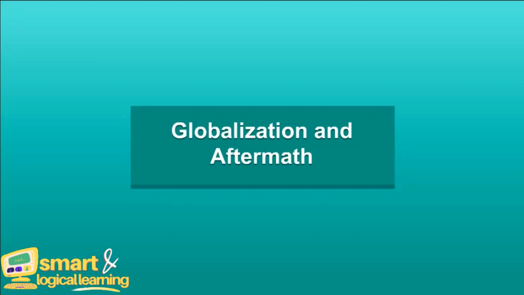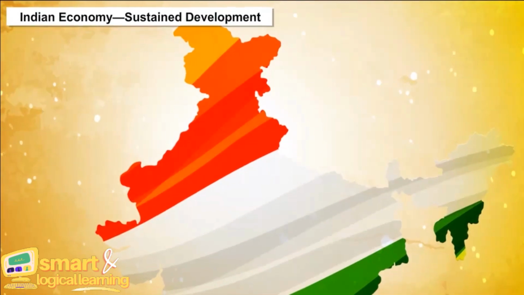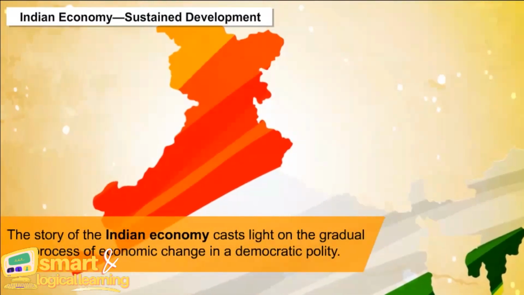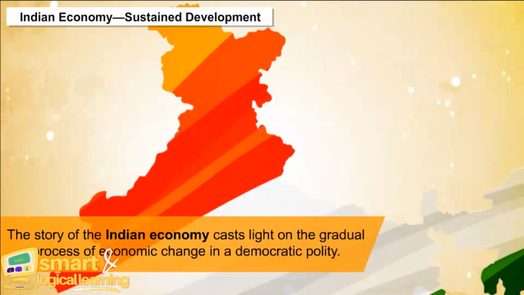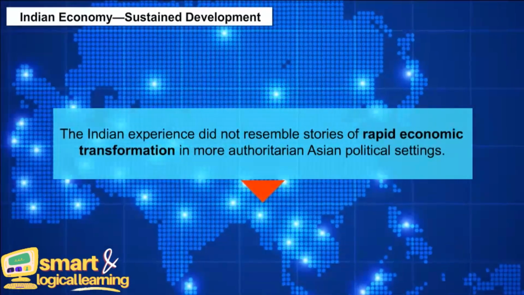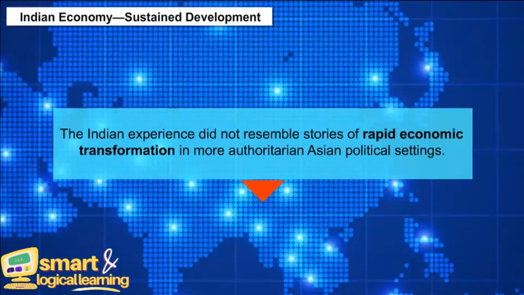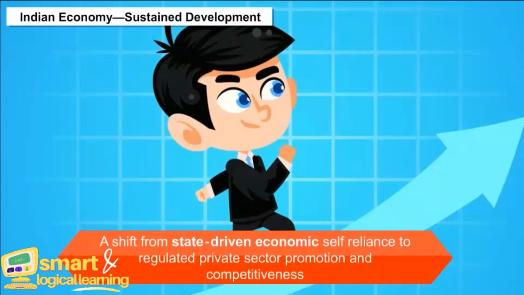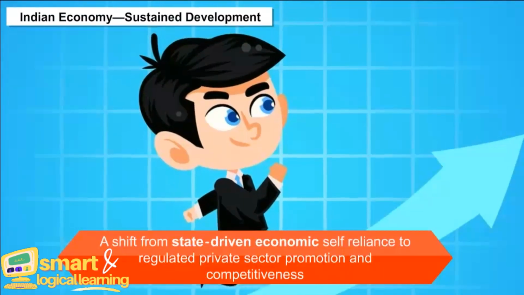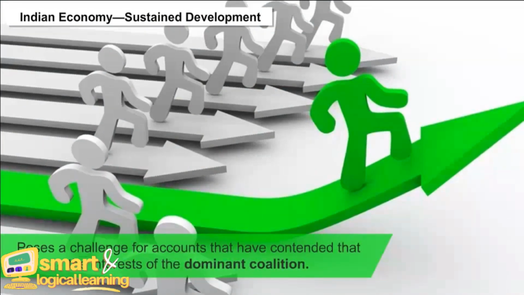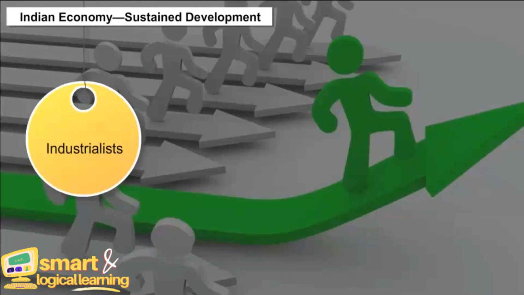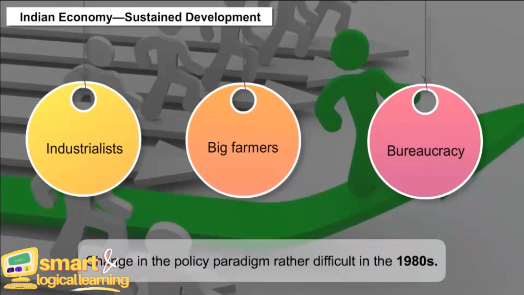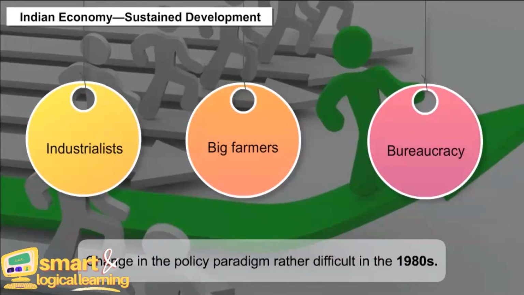Globalization and aftermath. Indian economy sustained development. The story of the Indian economy casts light on the gradual process of economic change in a democratic polity. The Indian experience did not resemble stories of rapid economic transformation in more authoritarian Asian political settings. A shift from state-driven economic self-reliance to regulated private sector promotion and competitiveness poses a challenge for accounts that have contended that the interests of the dominant coalition of industrialists, big farmers and the bureaucracy were locked in a manner that would make a change in the policy paradigm rather difficult in the 1980s.